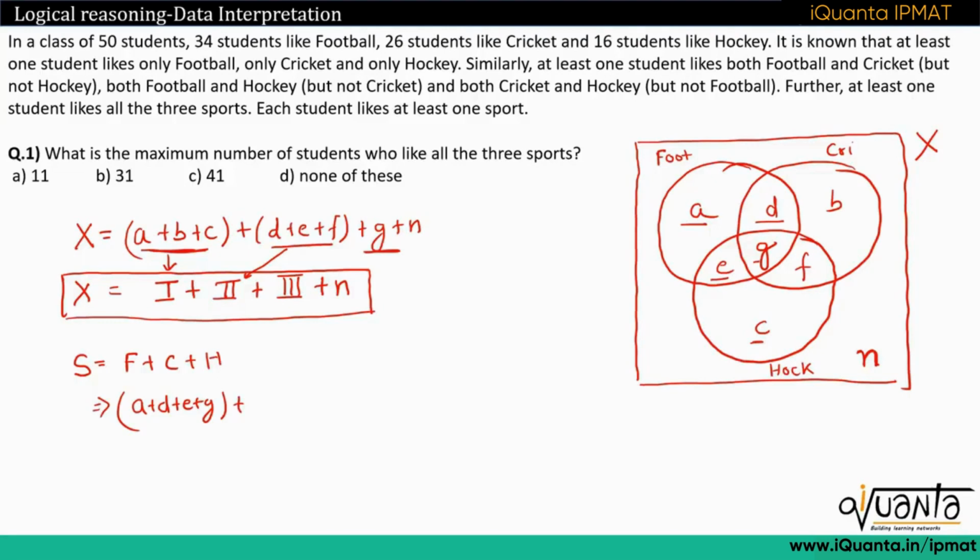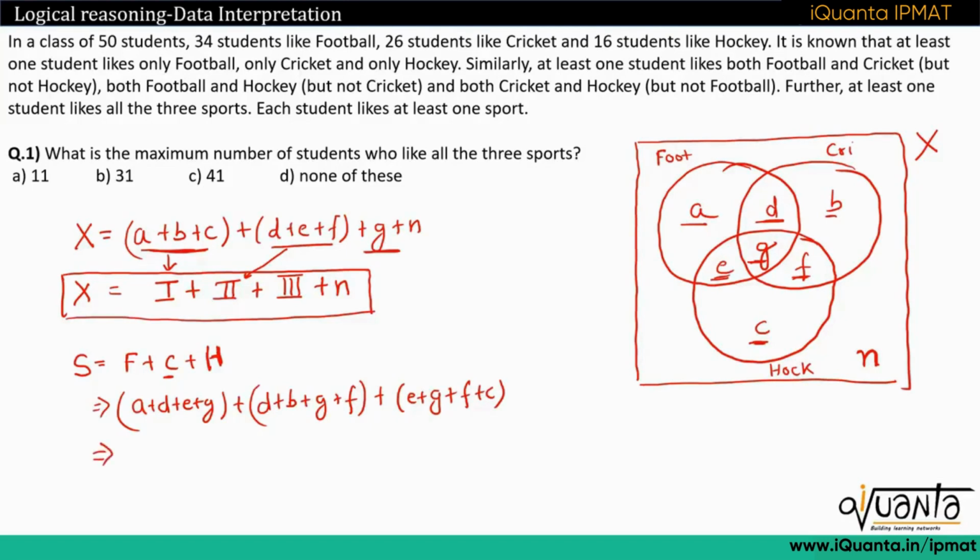Then what are the numbers or variables that are falling into set C? They are D, G, B, F. So D, B, G, F are the numbers falling into the set of cricket. Plus, what are the variables that are falling into the set of hockey? They are E, G, F and C. So E plus G plus F plus C.